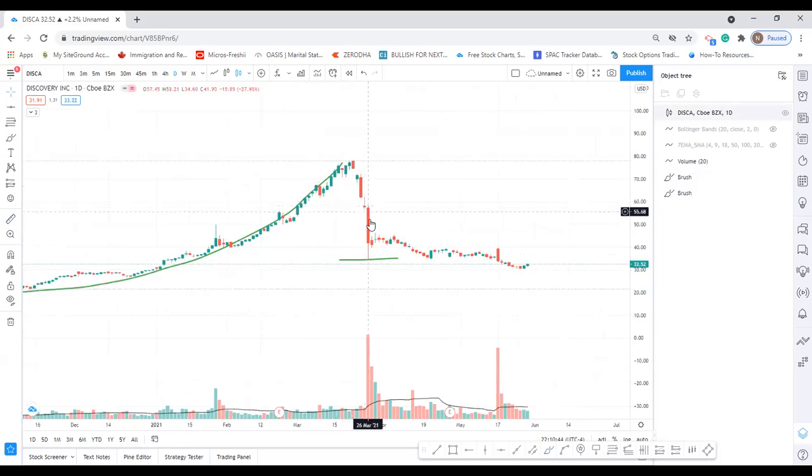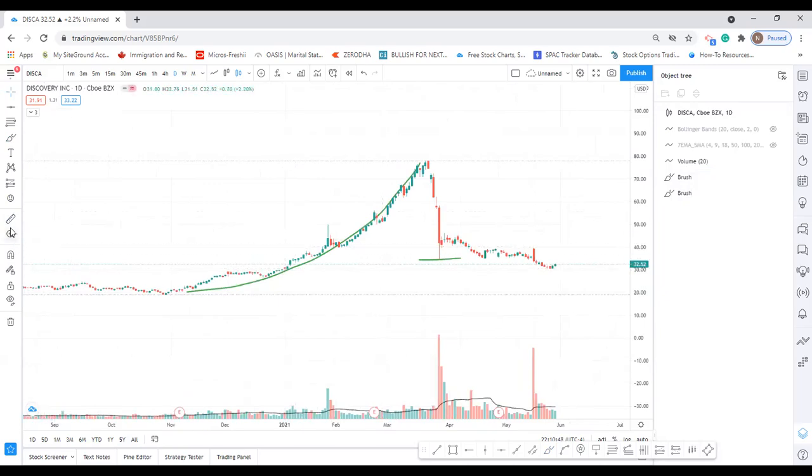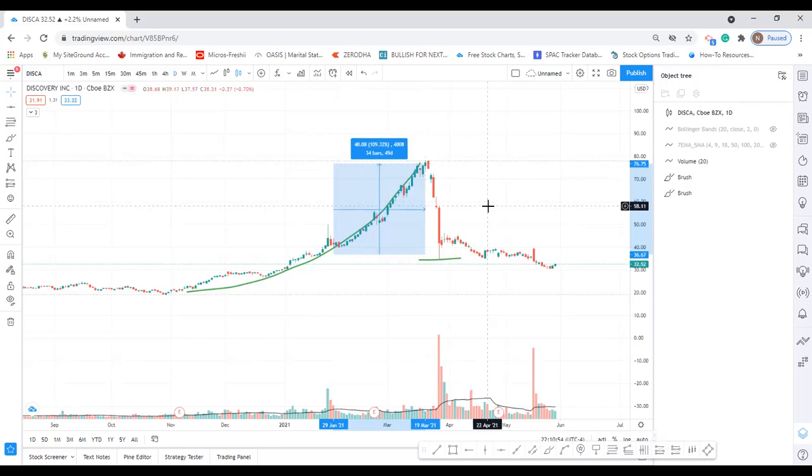1, 2, 3, 4, 5 days. Within 5 days. And how many days did it take to go up? From here, if you count 15 days, it took almost 49 days, which is almost 2 to 2.5 months to go up, and it takes only 4 days to get out. It took 50 days to go up and 5 days to undo it.